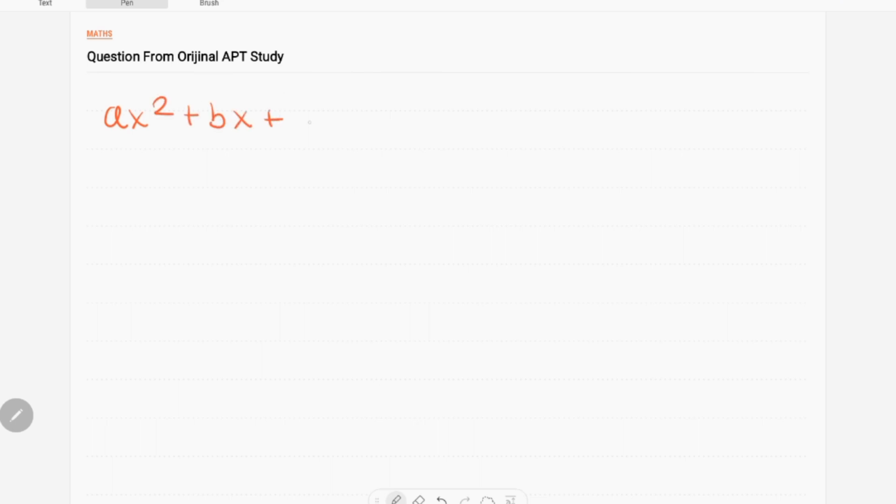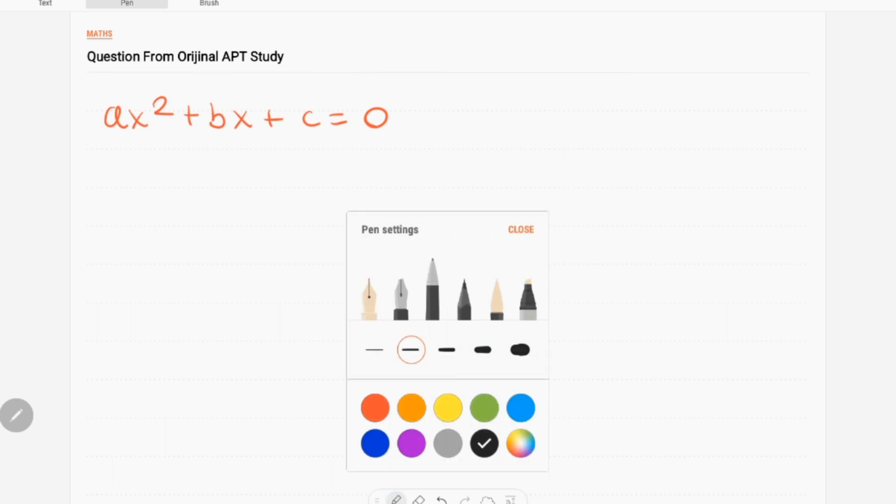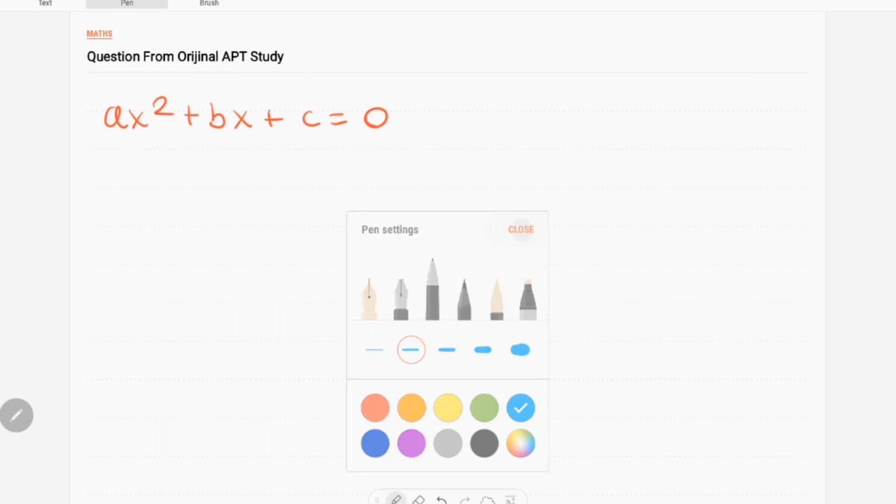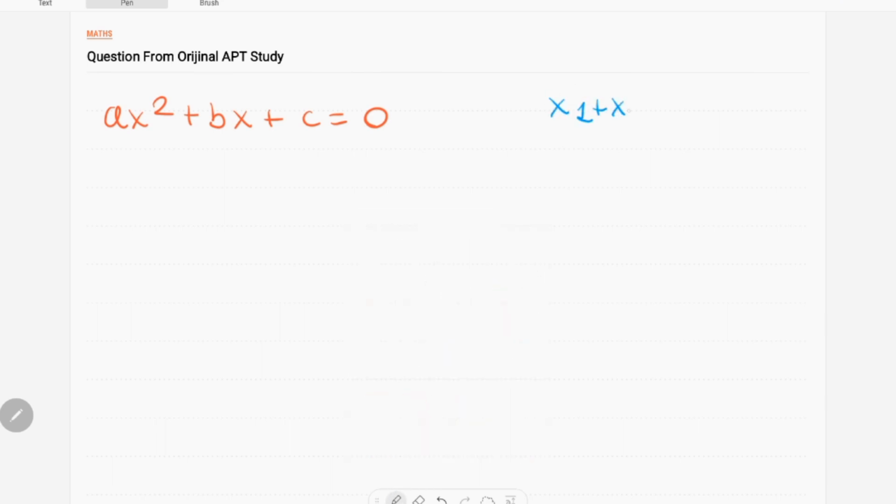This is my equation. At this point, I want you to pause this video and think about how you would solve it. We have those simple equation rules: the sum of the roots is minus b divided by a, and the product is c divided by a. But think about it. I want you to pause this video. How would you solve it? Okay, I think that you did.